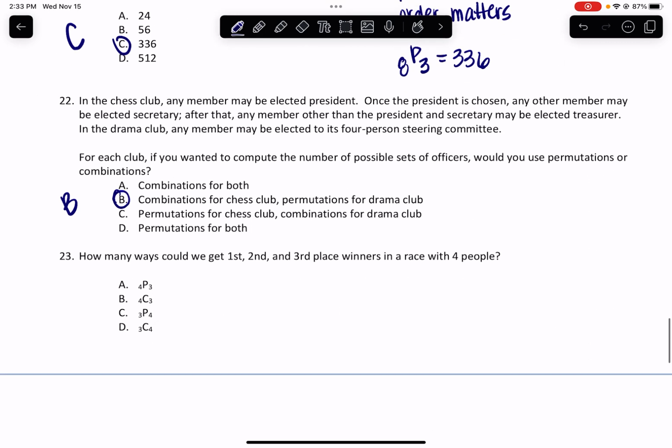Permutation, order matters. How many ways can we get first, second, and third place winners with 4 people? Again, order matters. So you're looking at 4 permutations of 3.